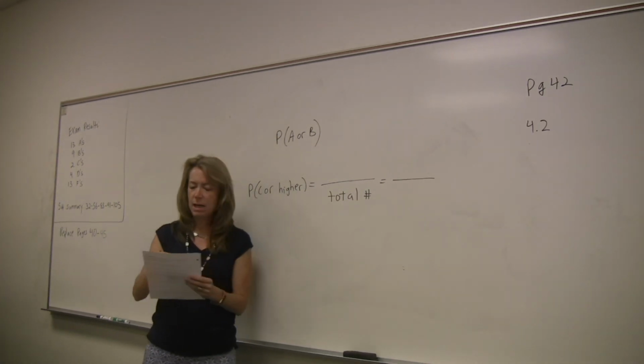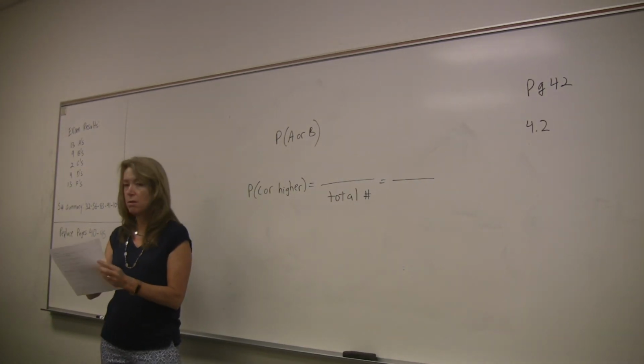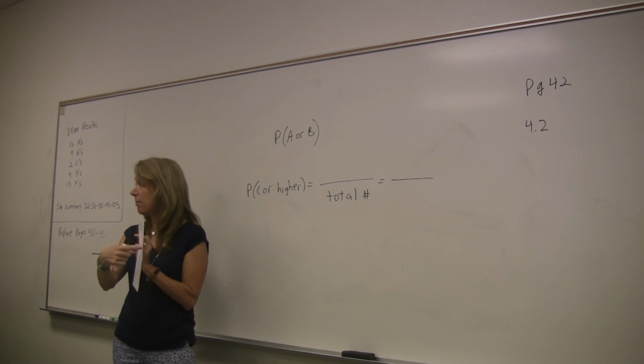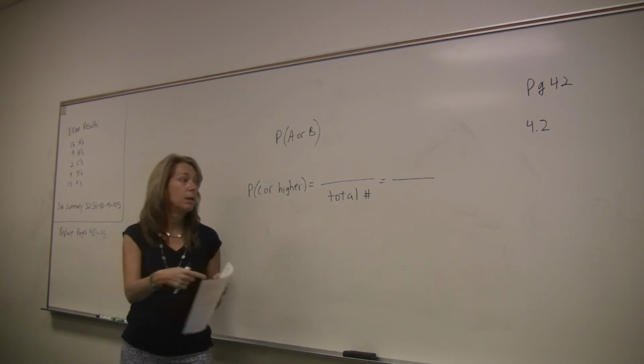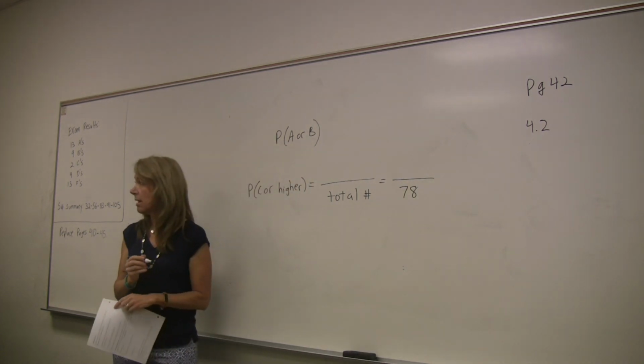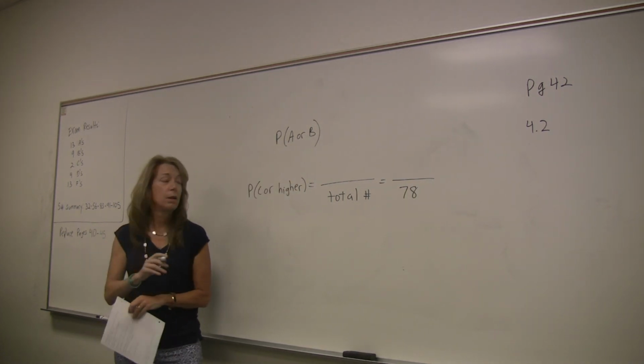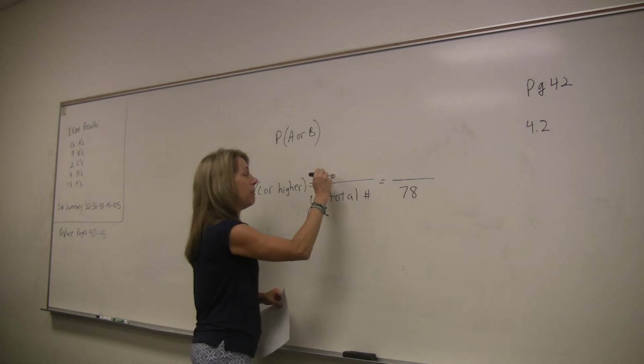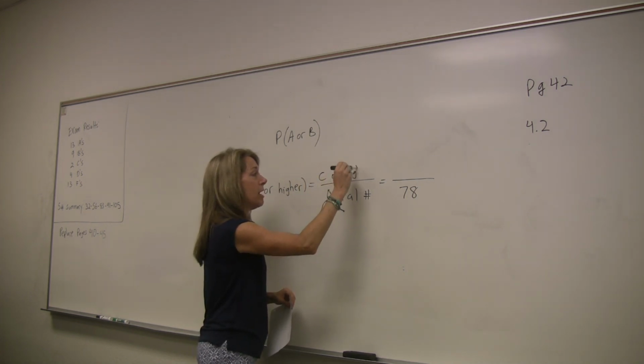Someone agree with them, 78? I haven't added them. So if you add all 4 numbers in the table up, there are 78 people in this table. So out of 78, that's always your denominator, the whole group. We want to know how many people got a C or higher.